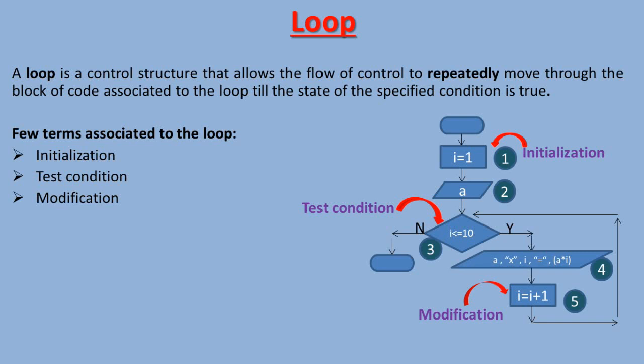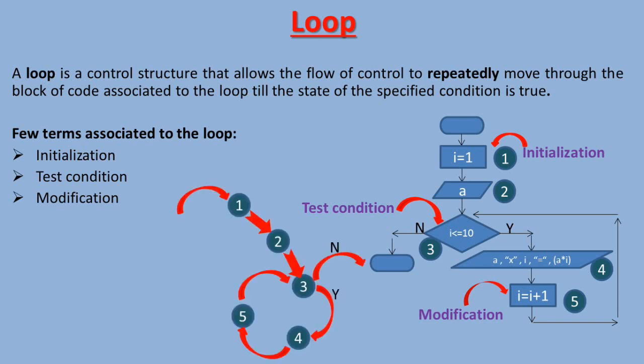So initialization is the step where we say from where the control variable should start counting. Test condition says where it should end, and the modification says how it should proceed from the starting point, the initial point, to the final point. Now, to understand it better, I want you to see the process chart that has now appeared on the screen.